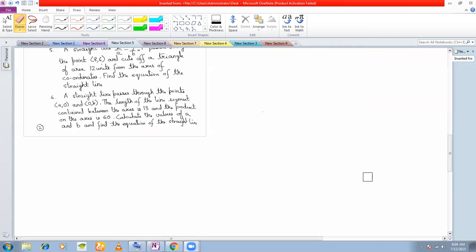The straight line passes through the point (a, 0) and (0, b). The length of the segment contained between the axes is 13, and the product of the intercepts is 60. Calculate the values of a and b and find the equation of the straight line. So let's see how the diagram will look.